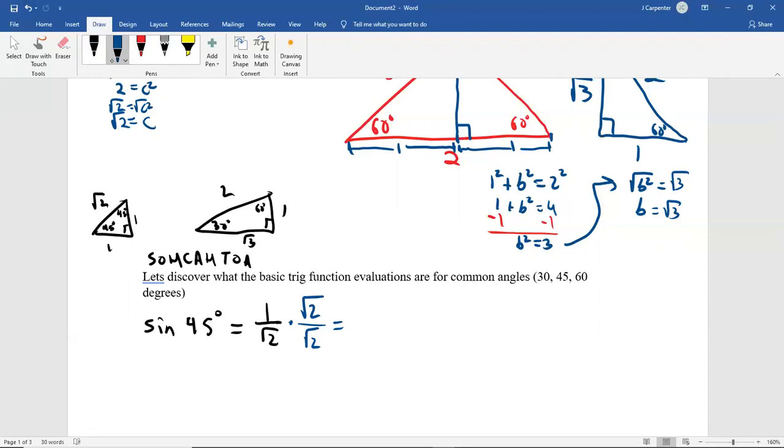So 1 times square root of 2 in the top is square root of 2. In the bottom, square root of 2 times square root of 2 is square root of 4. But the square root of 4 is 2. That's why we did this. We need this bottom to be a non-radical. It has to be a whole number.